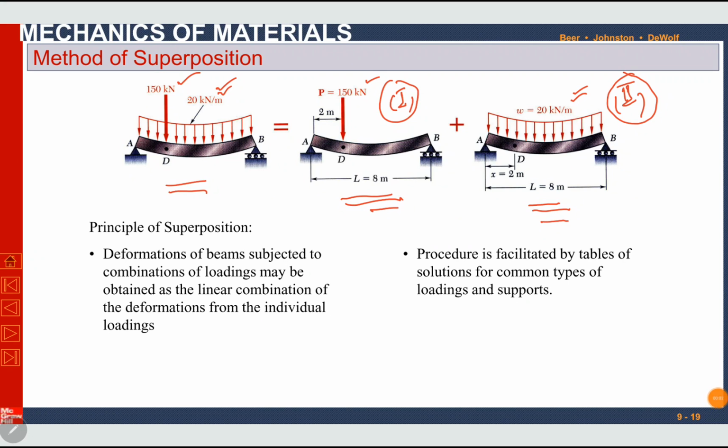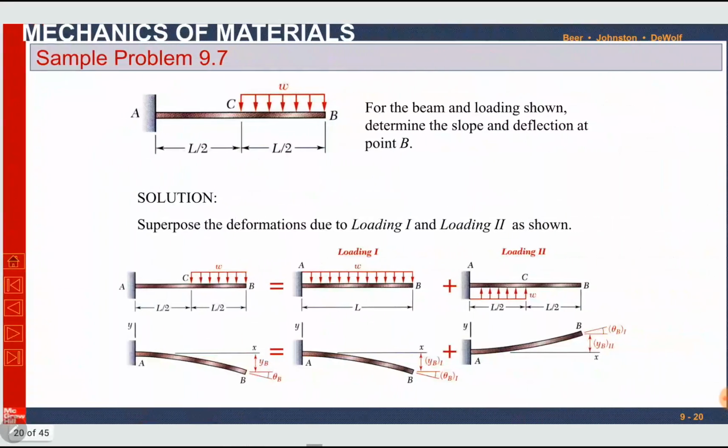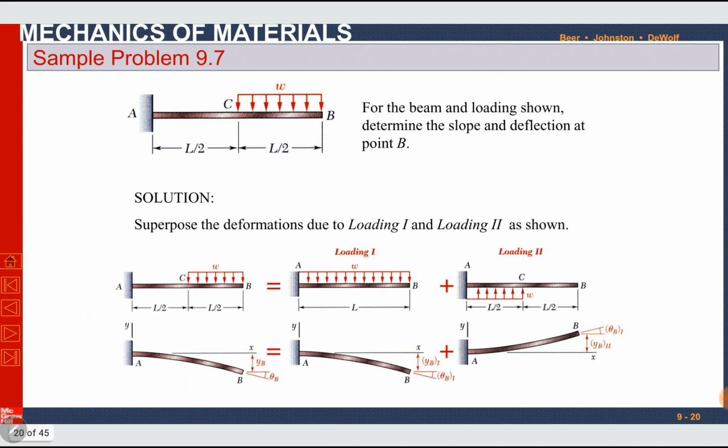Now we will move towards a numerical problem on the method of superposition. Here is a sample problem. Sample problem 9.7 from the textbook. For the beam and loading shown, determine the slope and deflection at point B. Slope means theta at point B and deflection means y at point B.